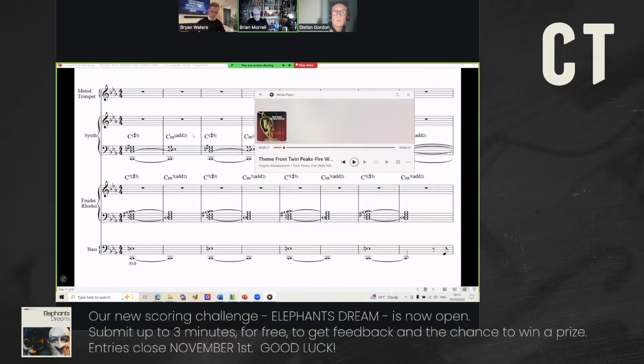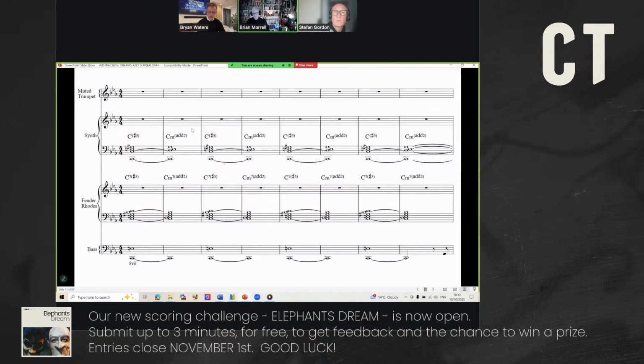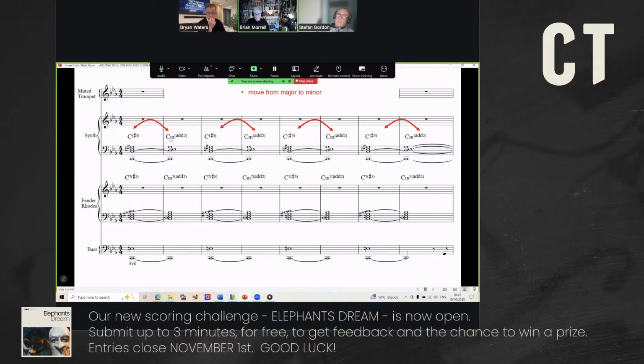I'm just going to stop it there and explain what Angelo Badalamenti is doing to create this dreamlike, typical David Lynch vibe. First of all, you're going from a C chord to a C minor chord. That is relatively rare in music, to go from the same chord to a minor version of it. The second thing is that the piece begins on a sharp 5.